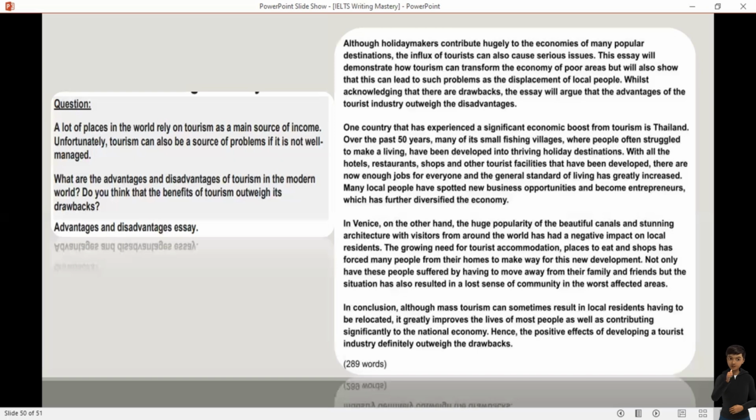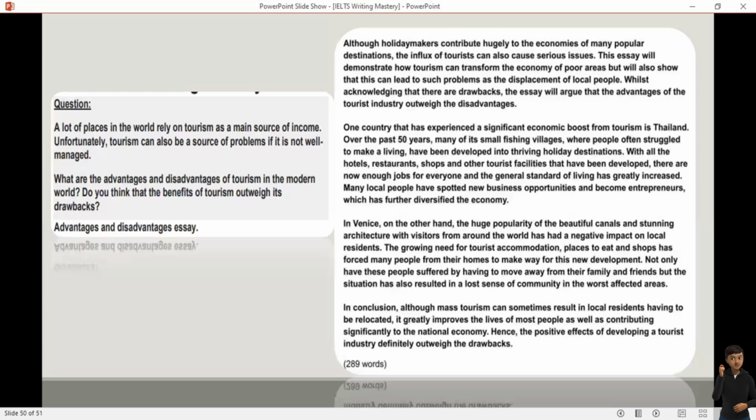In Venice, on the other hand, the huge popularity of the beautiful canals and the stunning architecture with visitors from around the world has had a negative impact on local residents. The growing need for tourist accommodation, places to eat and shop, has forced many people from their homes to make way for this new development. Not only have these people suffered from having to move away from their family and friends, but the situation has also resulted in a lost sense of community in the worst affected area.